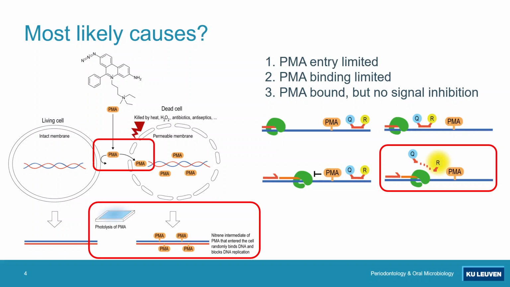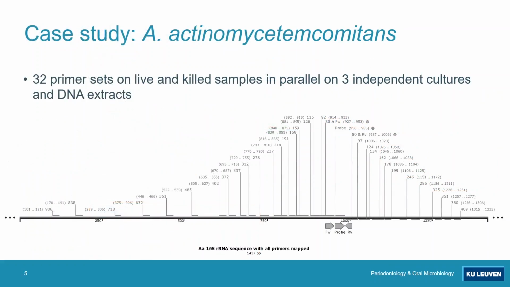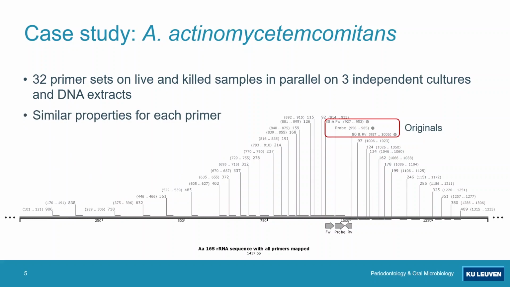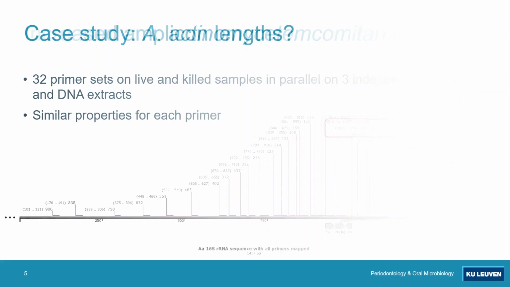After optimizing the first 2 causes, we saw that there was only a minor improvement in our signal reduction and saw that there was a lot more room in reducing the signal in the third. Using Aggregatibacter actinomycetemcomitans as a case study, we designed 32 primer sets and tested these both on live and killed samples in parallel to see what the effect is on the Cqs. All primers naturally had similar properties to that of the originals to make sure that this does not confound the results. So, what did we see in this case study?